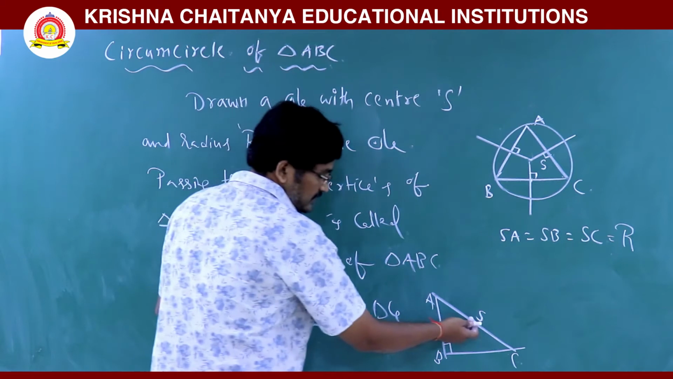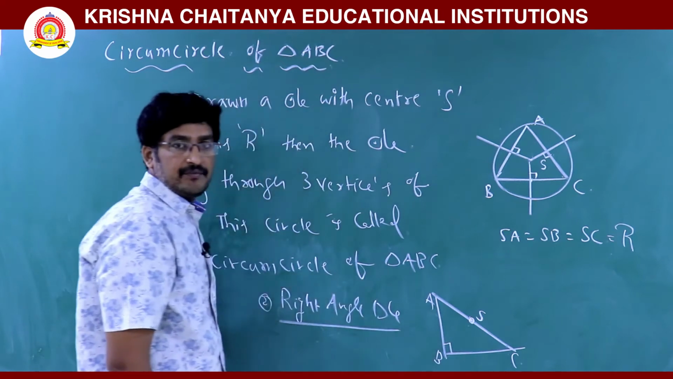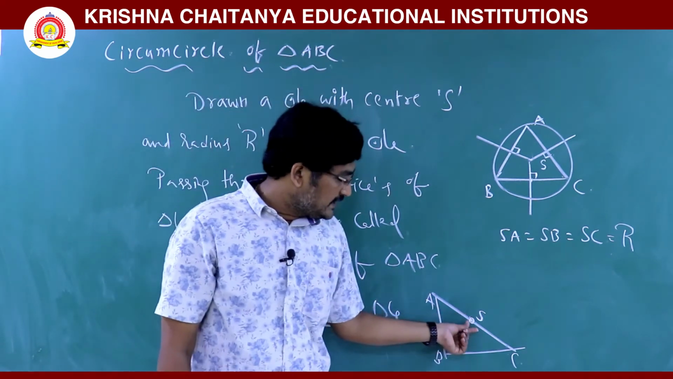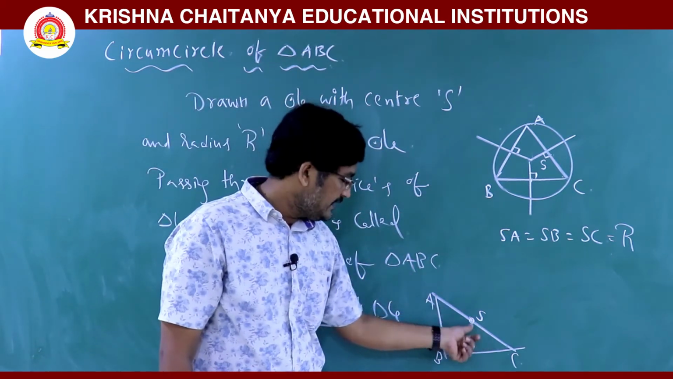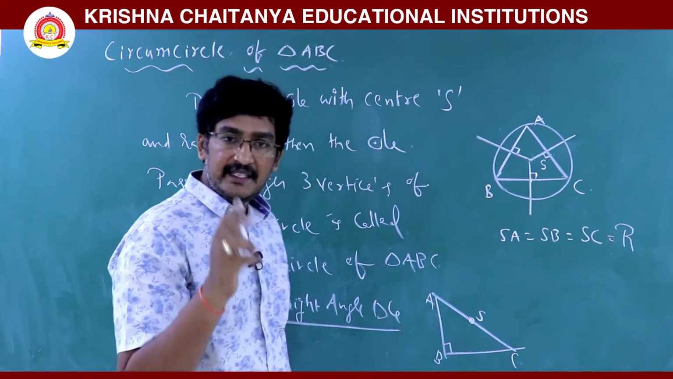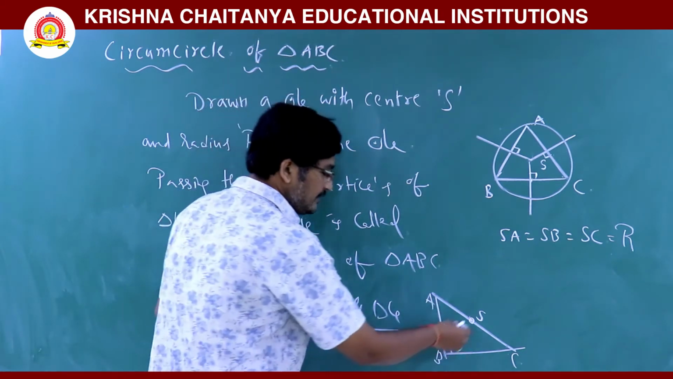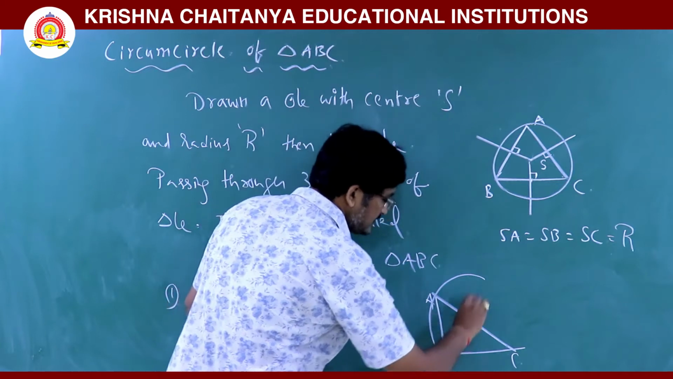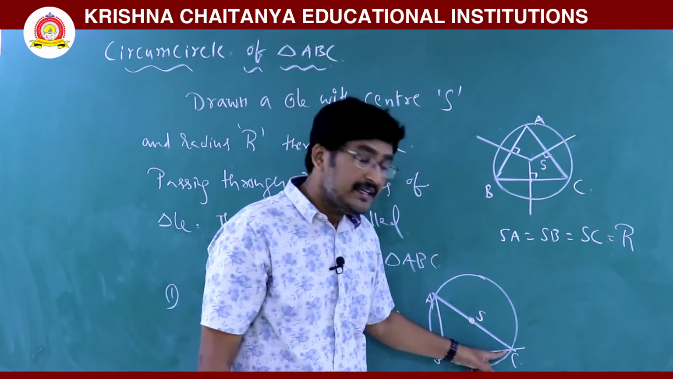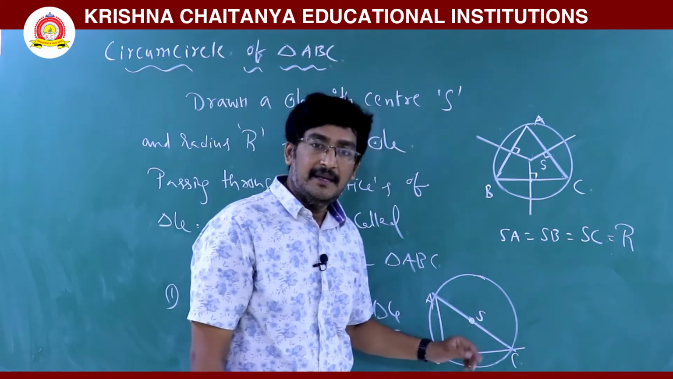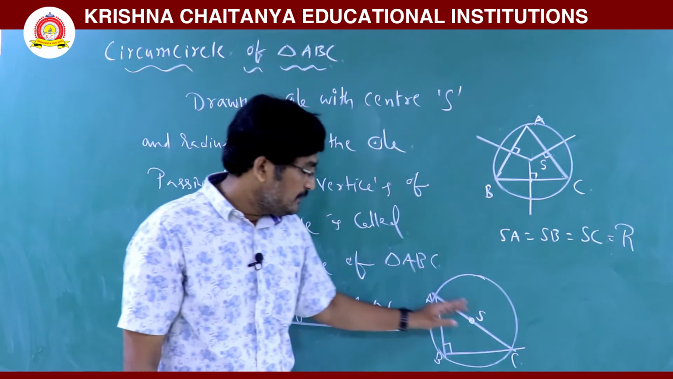You know that the distance between S and A, S and B, and S and C is always the same. Suppose I take the center of the circle as S and the radius as SA or SC or SB. If you draw a circle with center S and radius SA, SB or SC, then that circle passes through the three vertices of the triangle, so it is the circumcircle of triangle ABC. Here, this one is the diameter of the circumcircle. That means, in a right angle triangle, the hypotenuse is the diameter of the circumcircle.